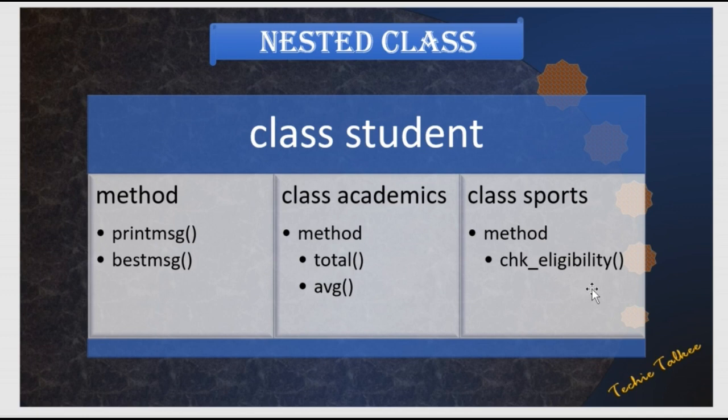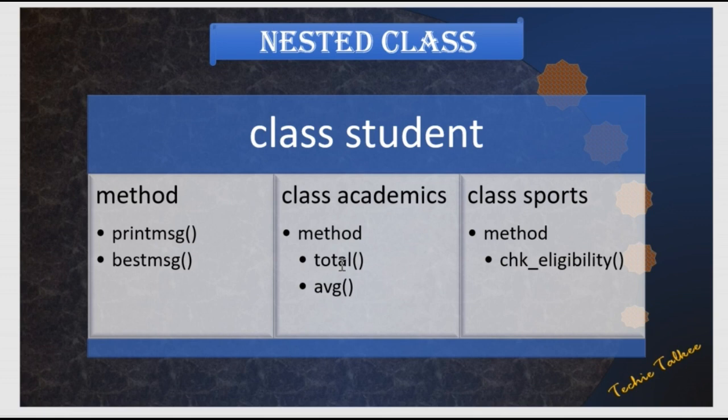The true essence of this nested class is that instantiating the outer class does not instantiate the inner class. So to instantiate the inner class, we must first instantiate the outer class. If I want to access the method total from the class academics, I must first instantiate the class student, then instantiate the class academics, and then I can call the method total.